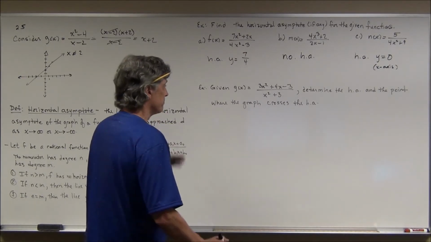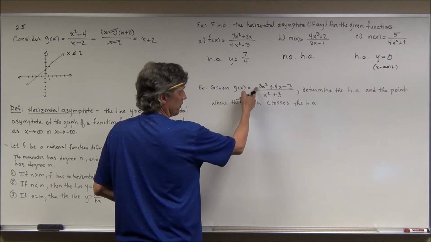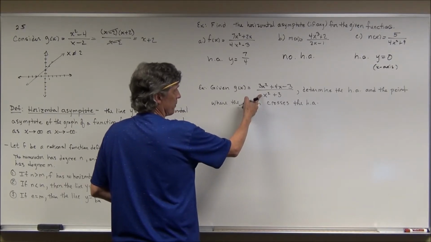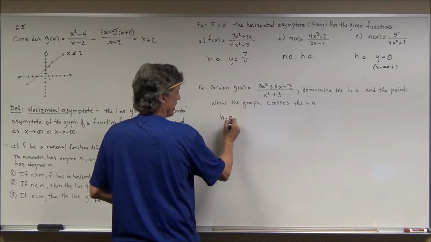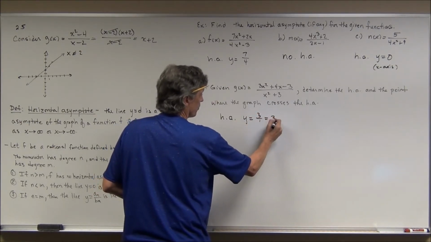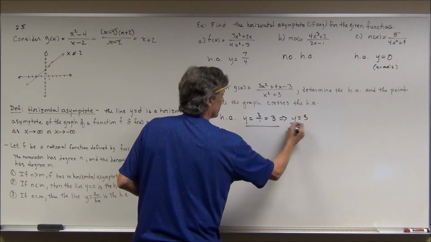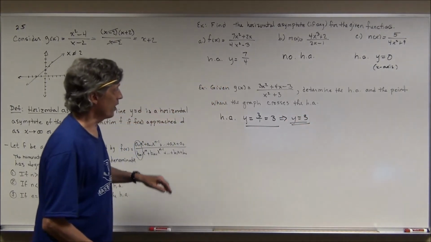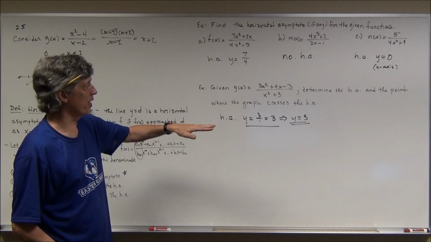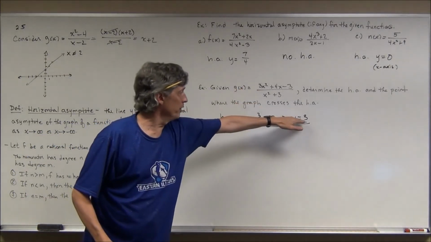So in this case, if I look at the degrees, they're the same. The lead coefficient of the numerator is 3, the lead coefficient of the denominator is 1. So my horizontal asymptote is y equals 3 over 1, or y equals 3. Here, I just probably would write y equals 3. Okay. Now, if I want to know where my graph crosses the horizontal asymptote, what I want is, when is my y value equal to 3?